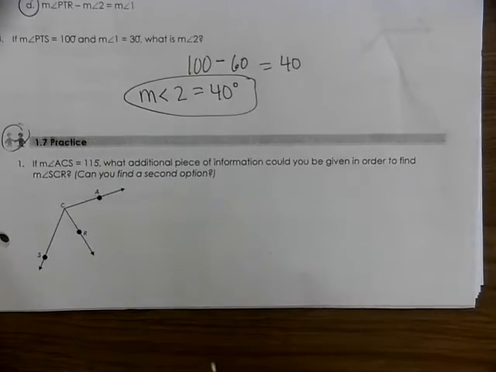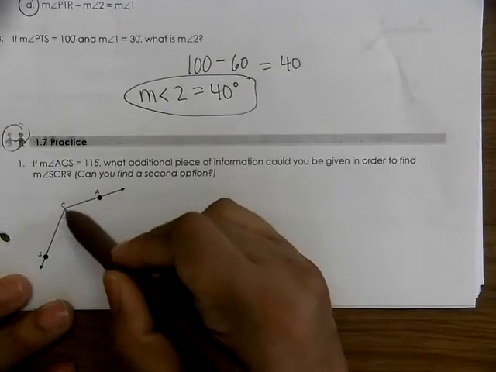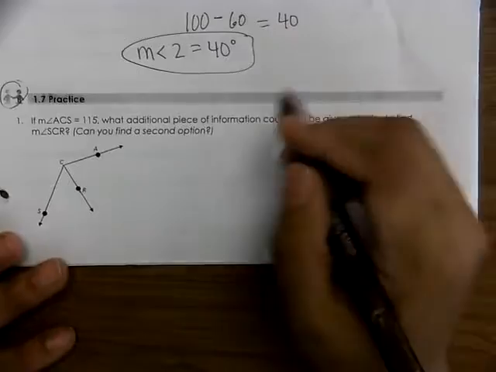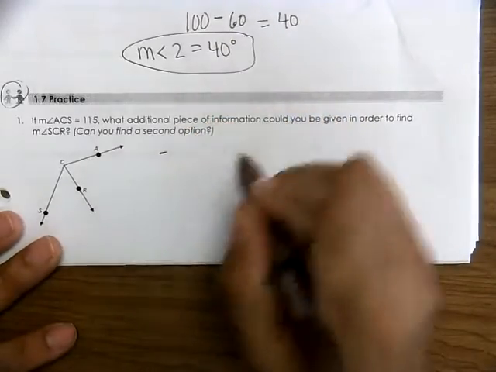Okay, so hopefully you've gotten some time to work through the 4 examples. Even if you did not finish and you want to work through that some more, you can always look at the answer key that's posted in Canvas, and I can go through this in some more detail tomorrow. So our first question here, if measure of angle ACS is 115 degrees, what additional piece of information could you be given in order to find the measure of SCR? And can we even find a second option for that?